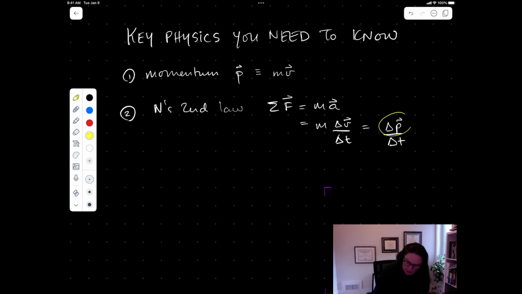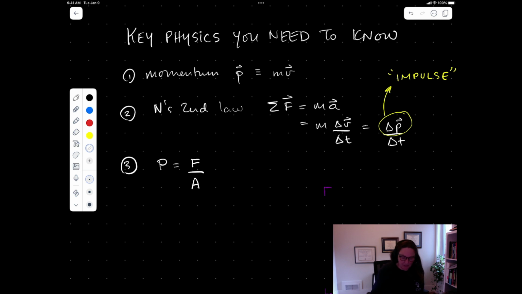This quantity, change in momentum, has a special name in physics. It's called impulse. You will see this frequently when we talk about collisions, the impulse that happens to an object during a collision with something. The third idea that we need to use in order to do this derivation is that pressure is defined as force for a given area. So combining these three ideas together, we are going to be able to show that the ideal gas law actually comes from a few small basic physics principles.